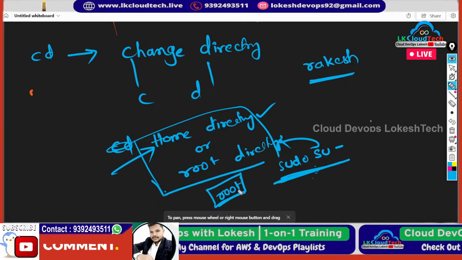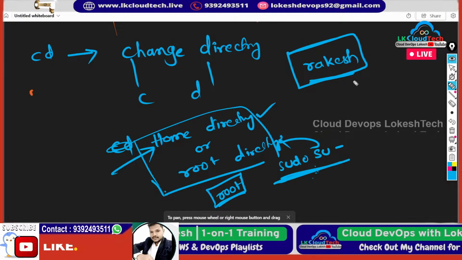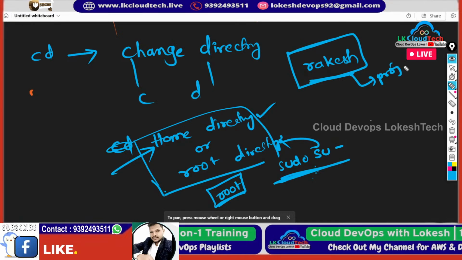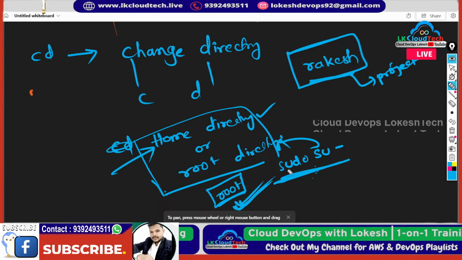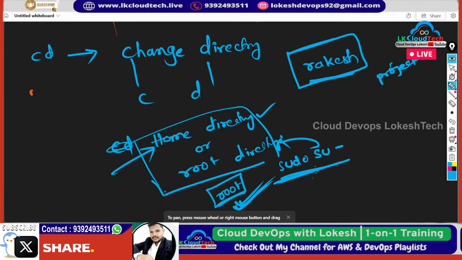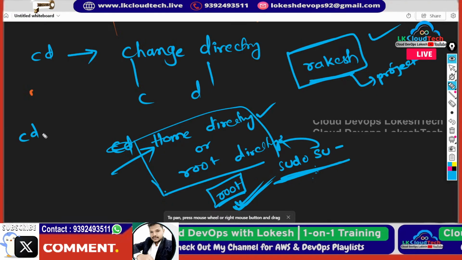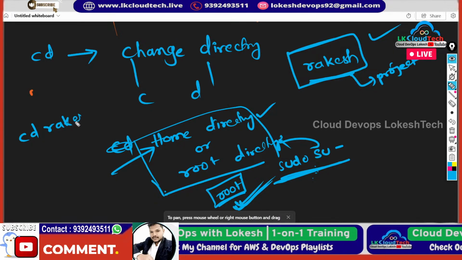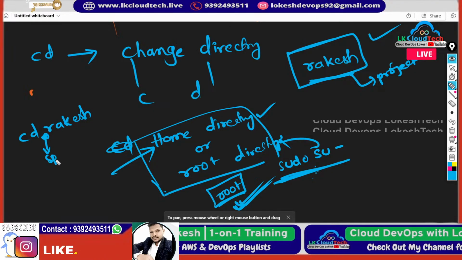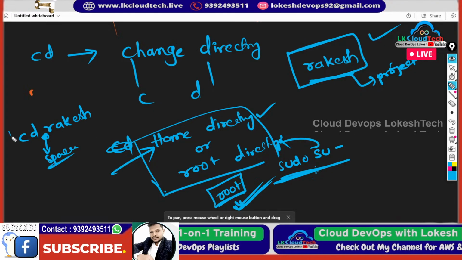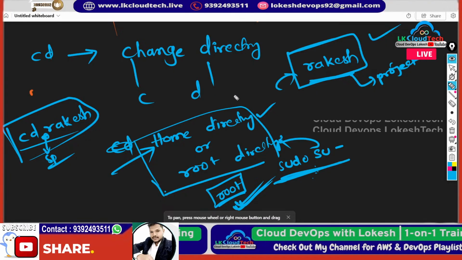I want to go to a particular folder somewhere. Rakesh is there, and in that my project files are there. So currently you are stuck here, but you don't know where you have to go. You are thinking, where do I have to go? I have to go to the Rakesh folder. How? You need to use the cd command: cd space Rakesh. Then directly you'll go to the Rakesh folder. That's the purpose. Clear?